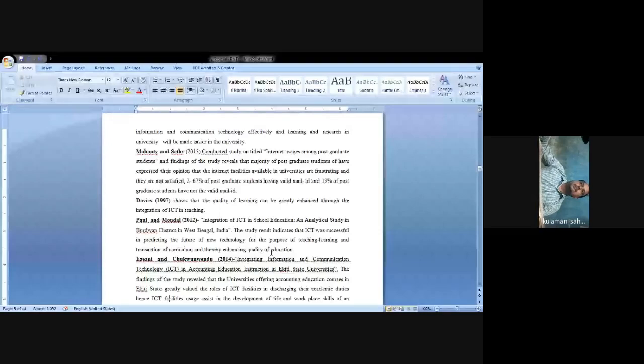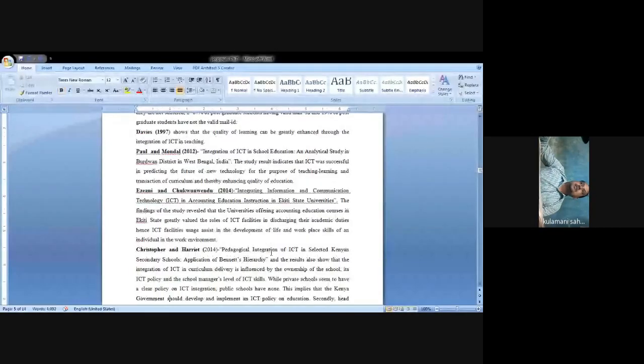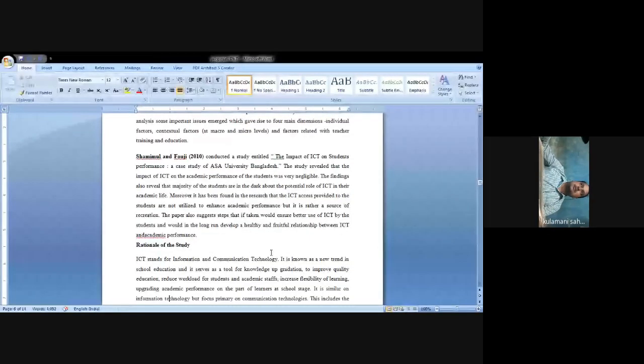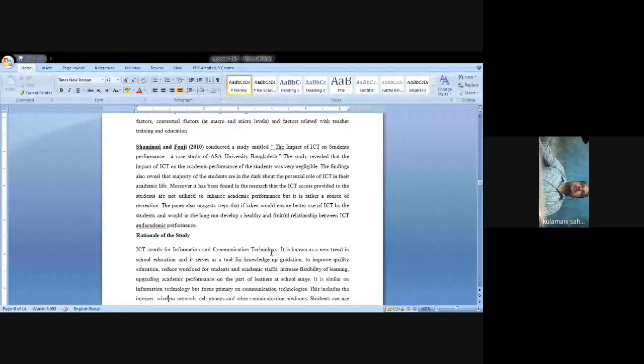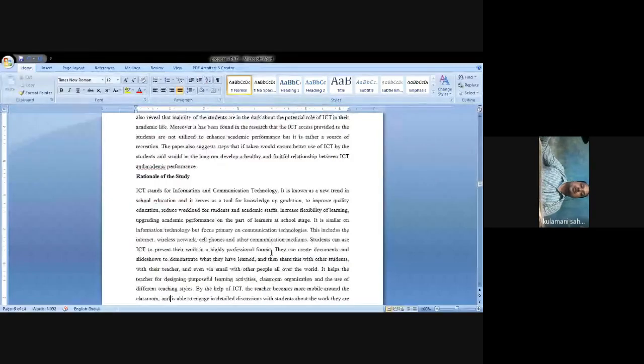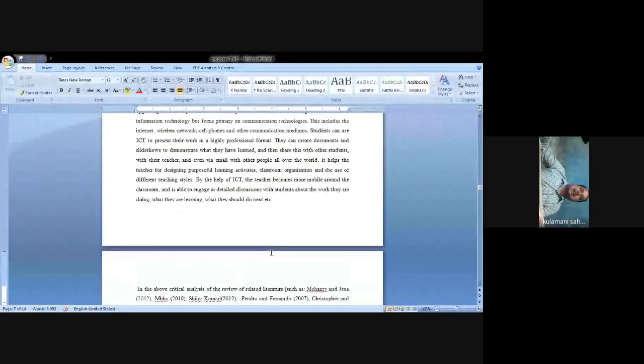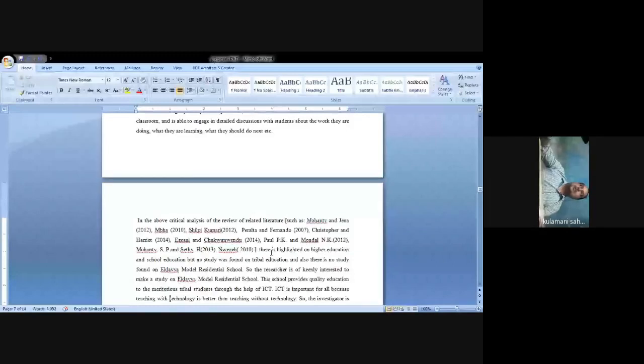after review, based on the review, comes the rationale. Now come to the rationale part. It is otherwise written somewhere as significance, somewhere as need of the study, somewhere as importance of the study, justification of the study. Now let's see, the concept is there. After the concept, now the second paragraph, which I am going to highlight here.